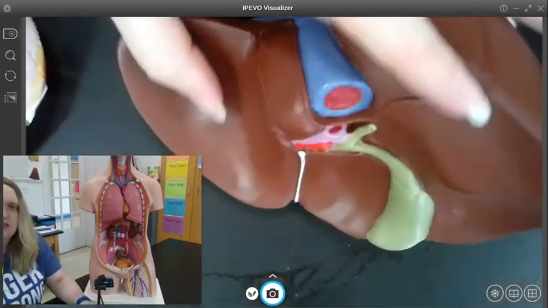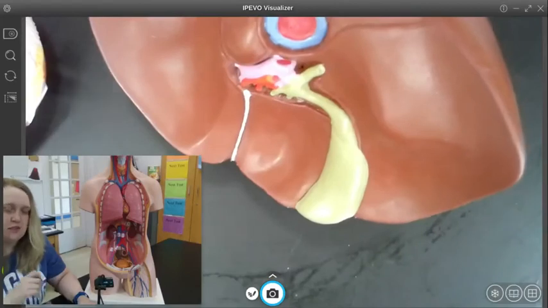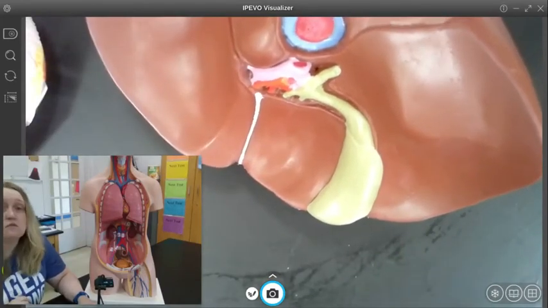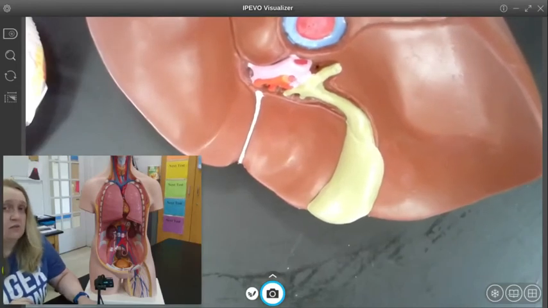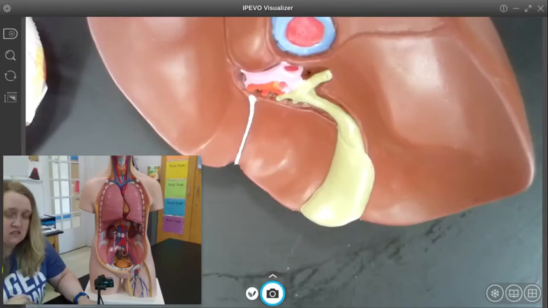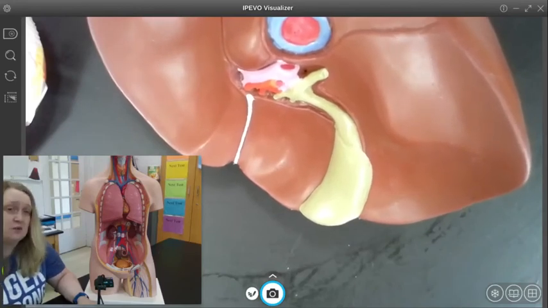I'm going to flip this under the side. There's a green structure right here. This is the gallbladder. Most of the time in diagrams or even in dissections, the gallbladder is always green. So my question for number 12 would be, what color is the gallbladder in dissection?